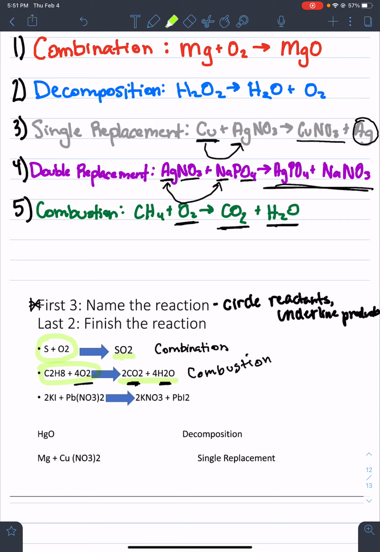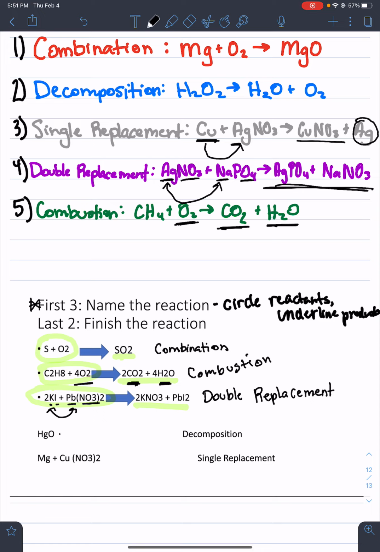All right, final one. Let's circle our reactants, underline our products. Those should be easy points for you. So here we see we have K and I, and we have PB and O3. And it looks like our K and our PB are actually switching places. So if it's 2 things, that means that this is going to be a double replacement. Remember, a single replacement is if it's only one thing by itself that goes in and kicks something out. Double replacement, they're both swapping partners.